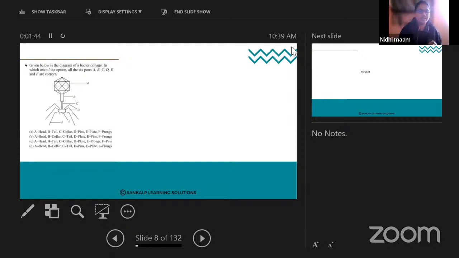Option A: head, B: tail, C: collar, D: pins, E: plate, and F: prongs. A is head, B is collar, C is tail, D is plate, E is pins, F is prongs. Then A is head, B is tail, C is collar, D is plate, E is prongs, F is pins. D: A is head, B is collar, C is tail, D is pins, E is plate, F is prongs.